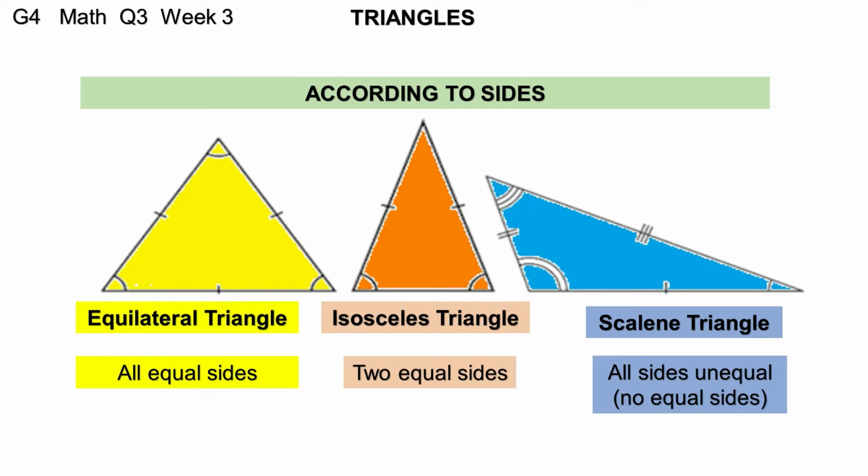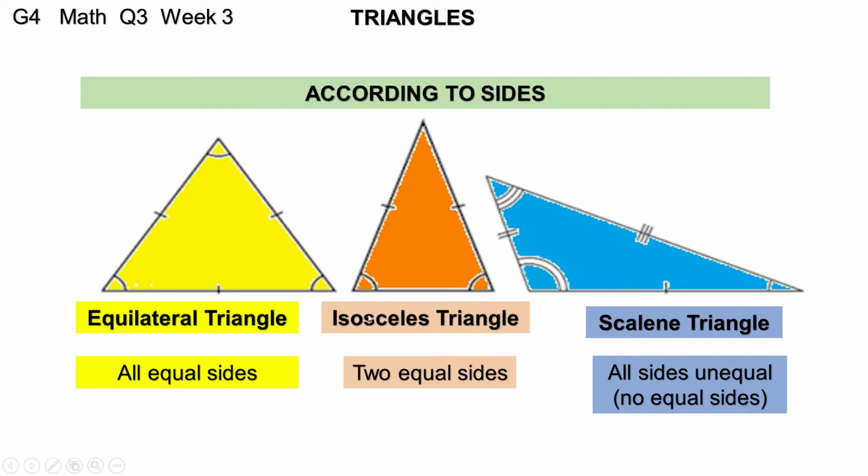Okay, so let us now discuss triangles according to sides. There are three kinds of triangle according to sides: equilateral triangle, isosceles triangle, and a scalene triangle. An equilateral triangle has all equal sides. So, kapag ang tatlong sides niya ay pare-parehos or equal ang length, kagaya nito, magkakasing haba sila, we call it as an equilateral triangle.